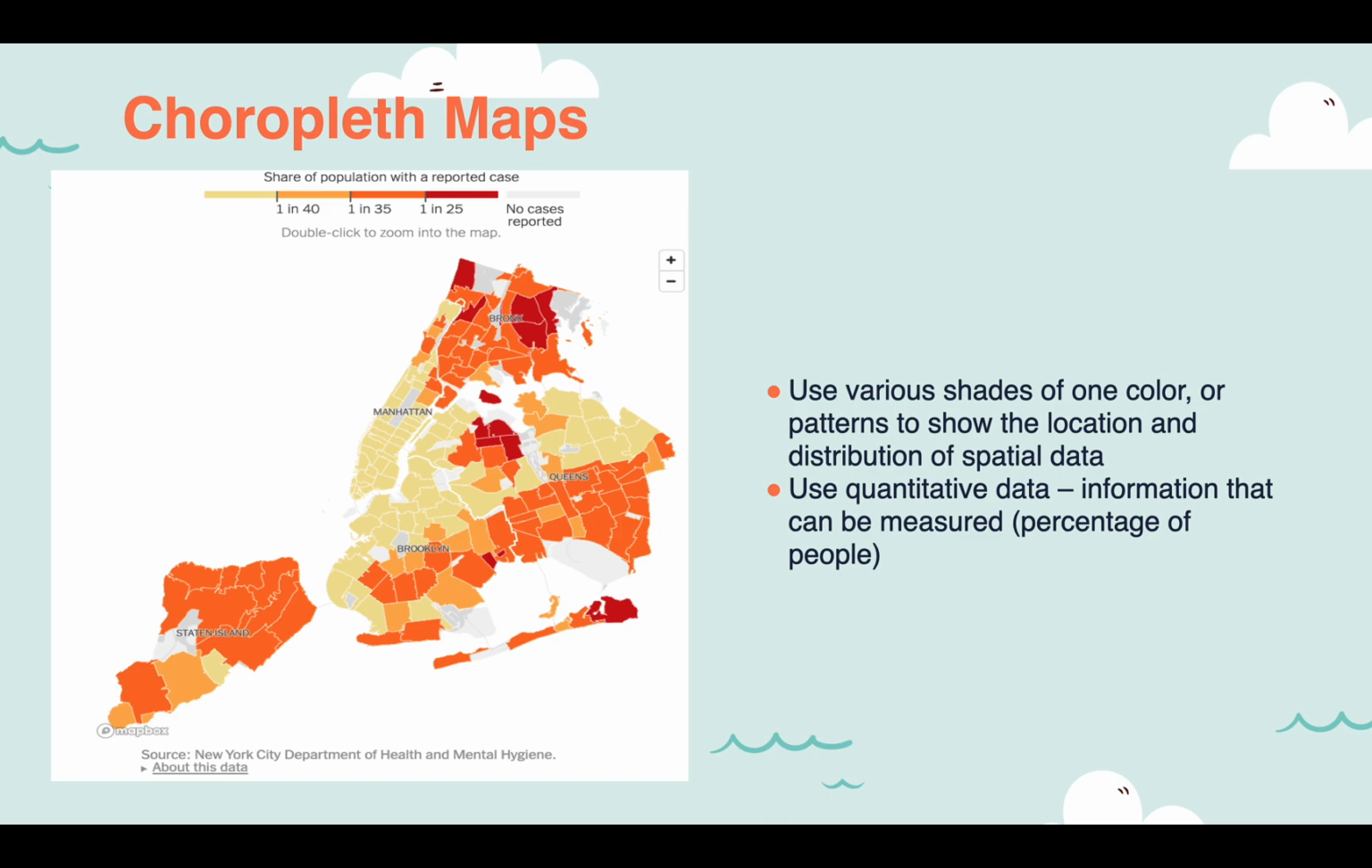Choropleth maps are a little bit less common. They use various shades of one color or patterns to show the location and distribution of spatial data. They use quantitative data, which is information that can be measured.